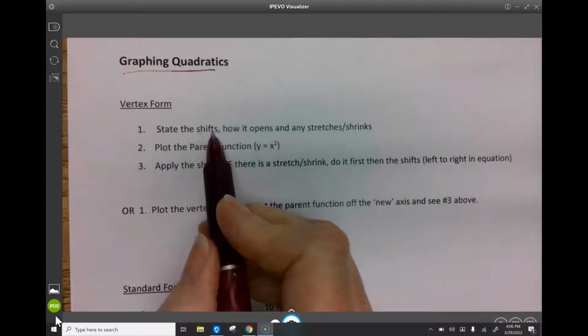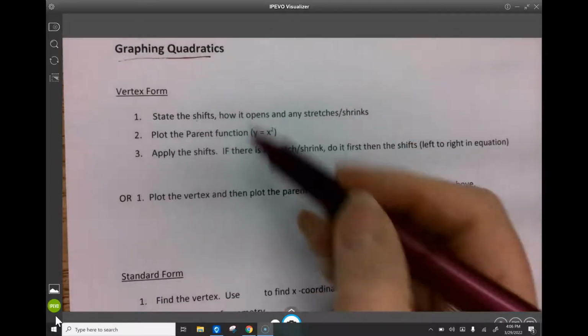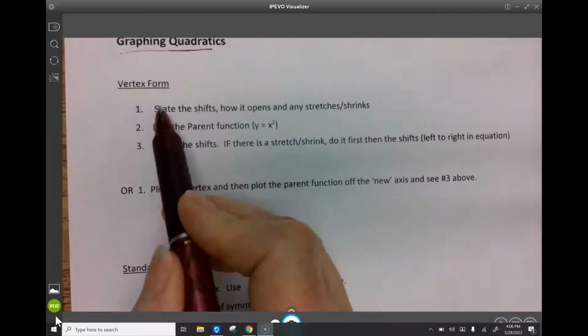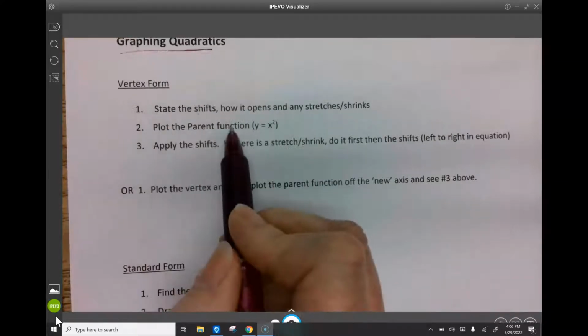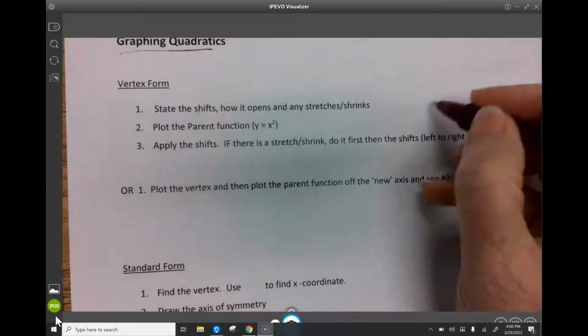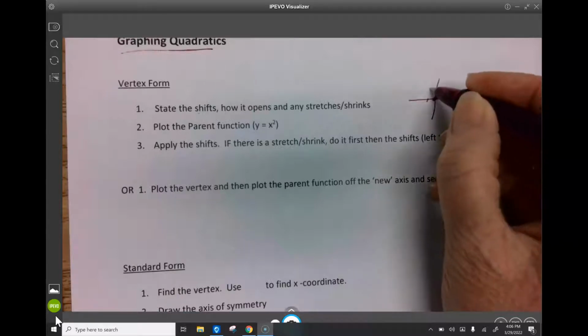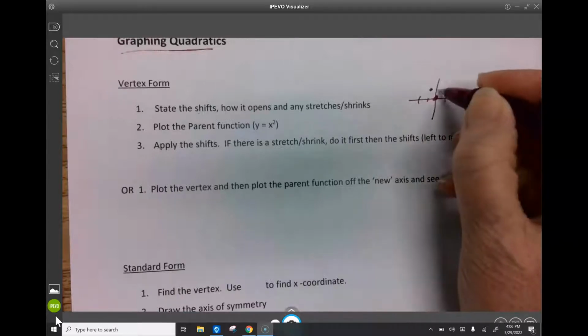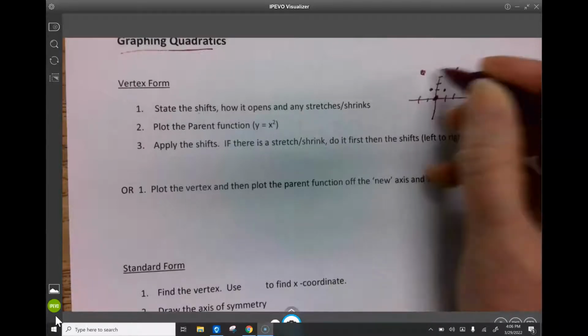This is where we talked about the shifts, how it opens, and any stretches or shrinks. And so we just go through the steps here. We're going to do step 1 and step 2. Remember I said they could be switched, so here I just switched them. You can start by plotting the parent function, or you can start with the shifts. Remember the parent function is just going to be (0, 0), (1, 1), (-1, 1), (2, 4).